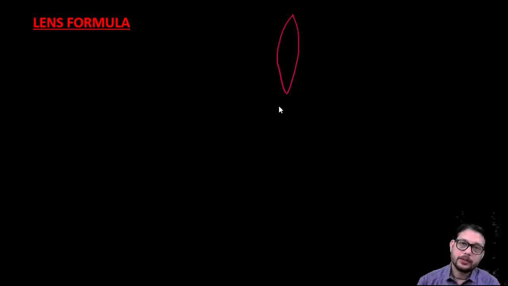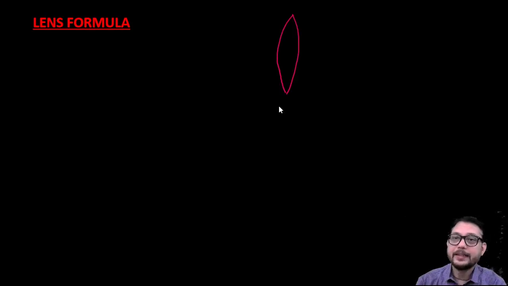Now, as I have explained, in this derivation there is a relation between u, v and f. U stands for the position of the object from the optical center. V stands for the position of the image from the optical center, and F is the distance of the focus, or we can say primary focus, from the optical center. It means firstly we have to draw a ray diagram, then we have to derive the expression. So what should we do?